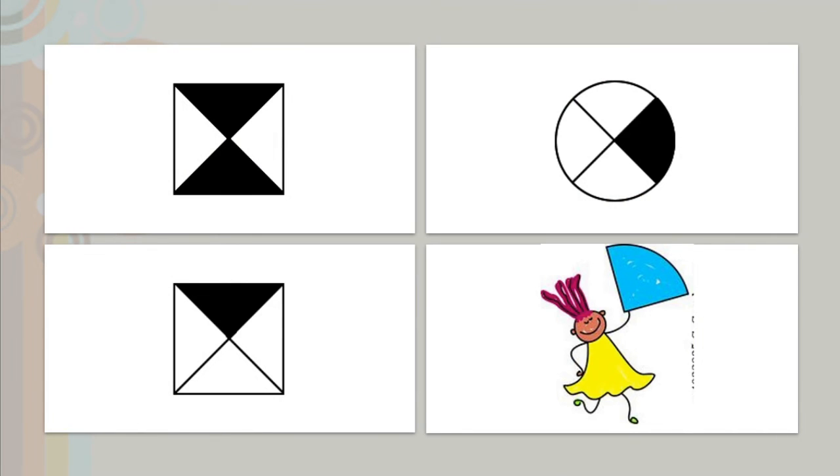Now here we can see 4 pictures. Come on. Yes, dear children, you have to tell me whether the colored portion shows a half part or a quarter part. Come on. First one, half part. Yes, there are 4 parts. 1, 2, 3, 4. Out of them, only 2 parts are colored. So it is a half.